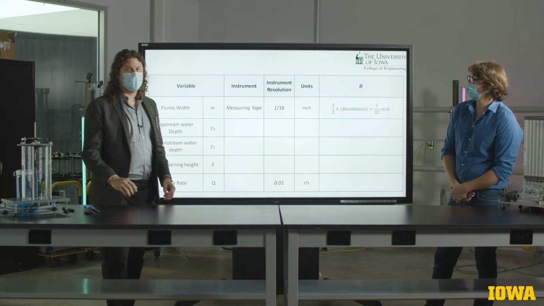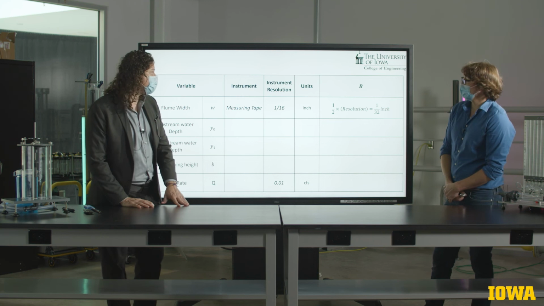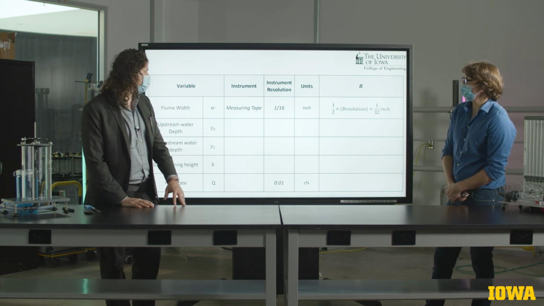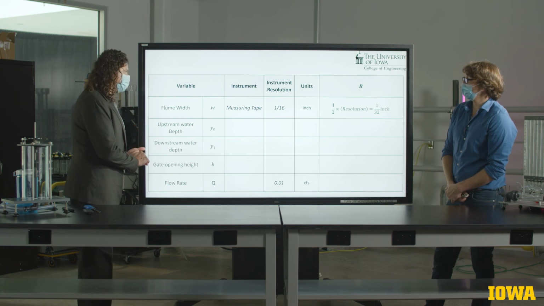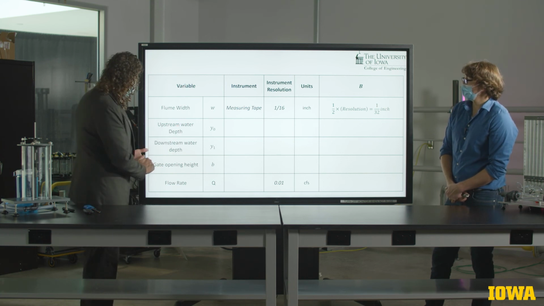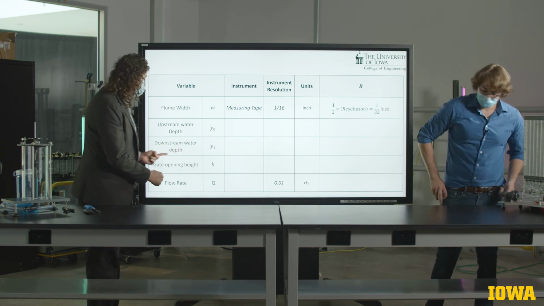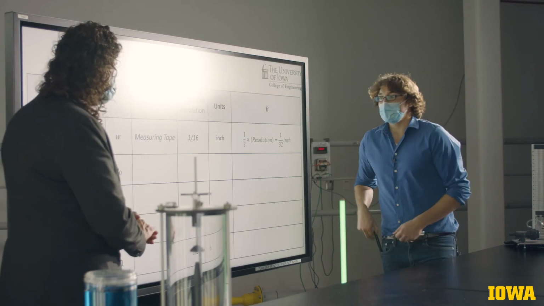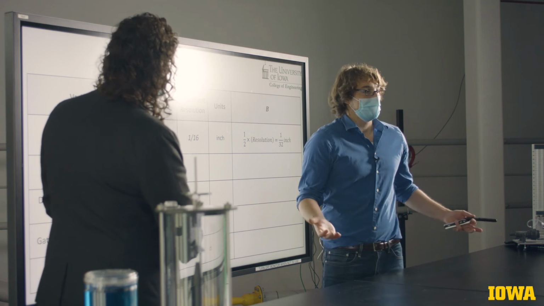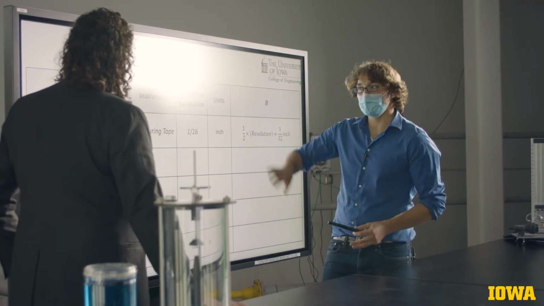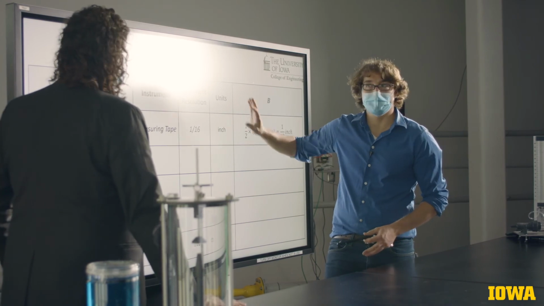So we can summarize our sources of uncertainty. In this case, they are going to be bias limits on the observations that we made on this table. Can you give us a sense of what is, for example, our bias limit on our downstream water depth measurement? Yeah. So recall that the bias limit, again, usually comes from the instrument itself. And we're not talking about precision limits yet.